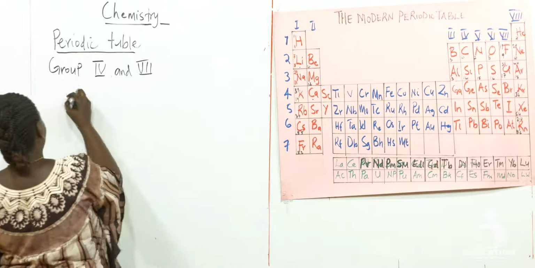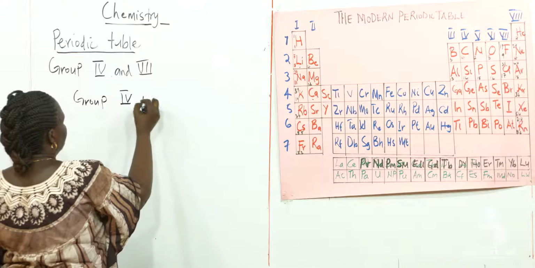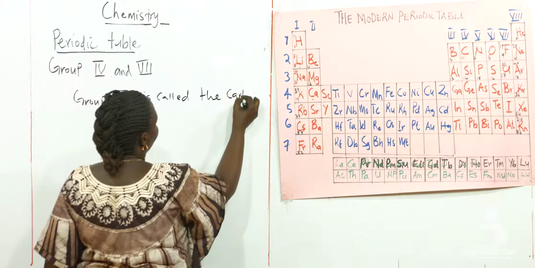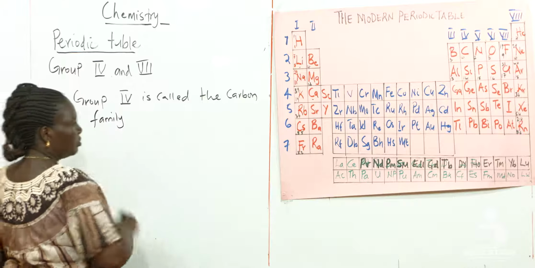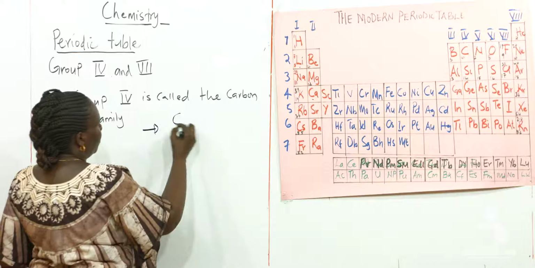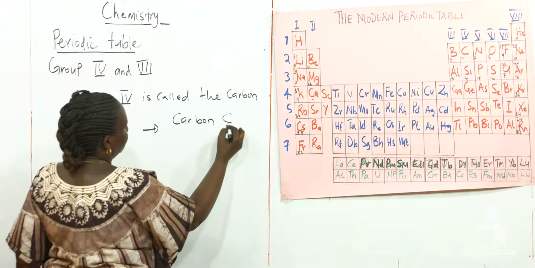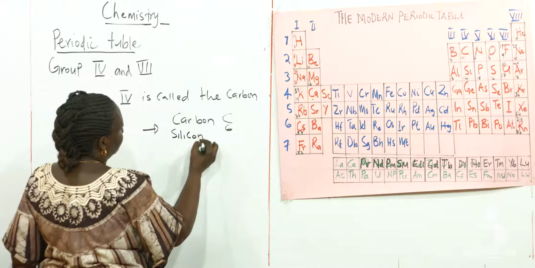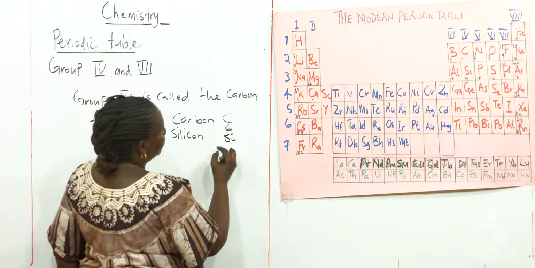Group 4 is called the carbon family, because the first element in this group is carbon. So we have the first element, carbon, atomic number 6, symbol C. Then we have silicon, symbol Si, atomic number 14.